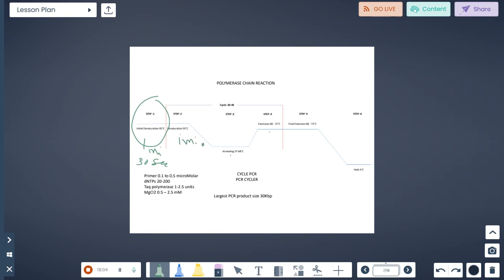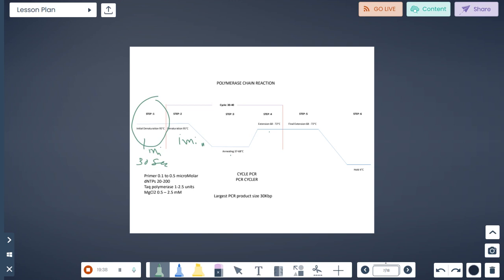This is also 95 degrees centigrade. Then you are cooling the PCR tube to 37 to 68 degrees centigrade. So 37 to 68, it's a range actually. This temperature you have to decide based on the TM of the primer you are using. Suppose you are using very short primers, you cannot keep at 68 degrees centigrade, so you have to incubate at 37. So depending on the TM of the primer, you can decide what annealing temperature to set.